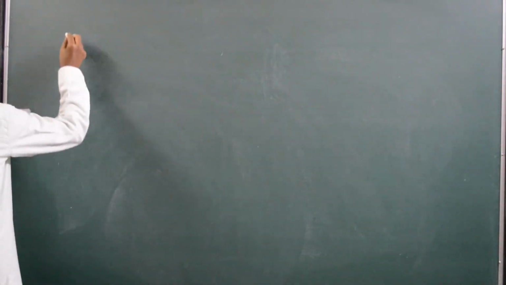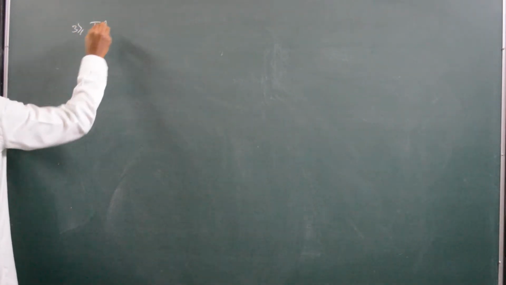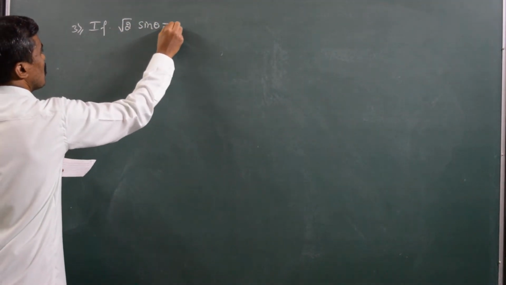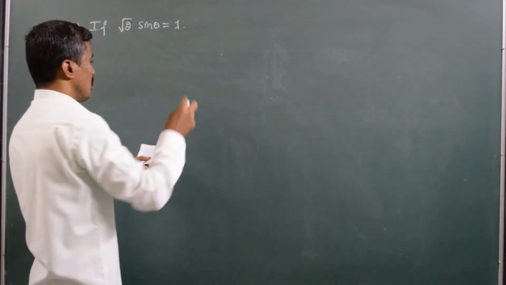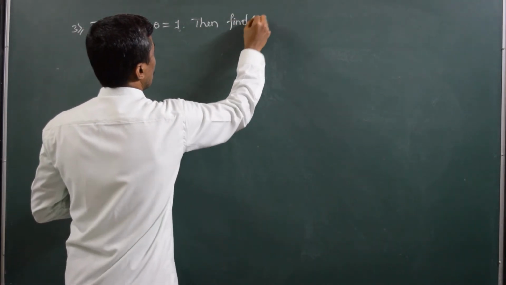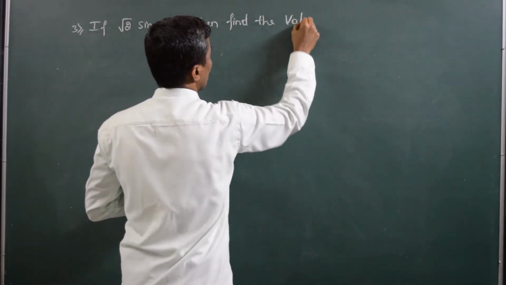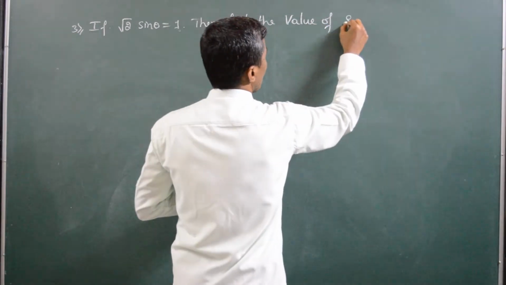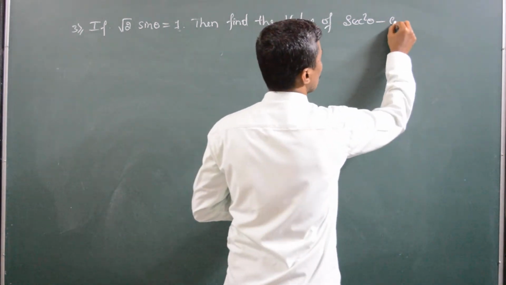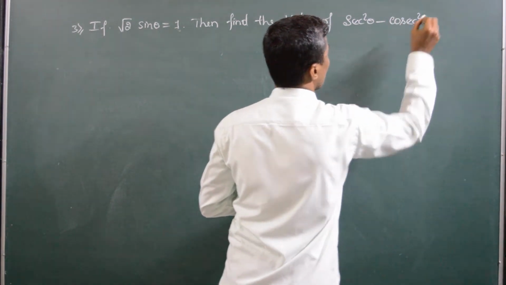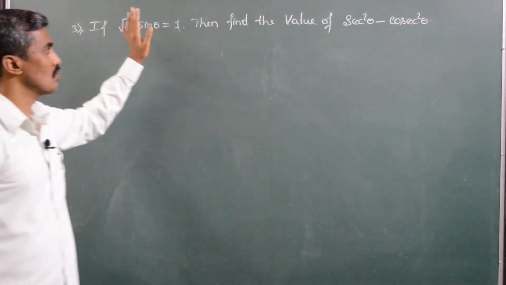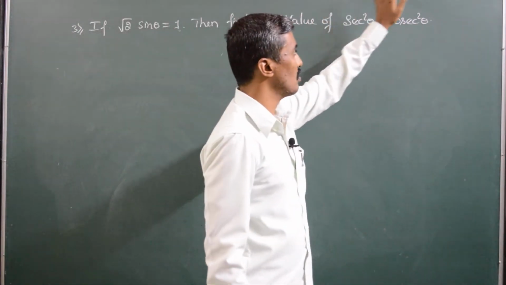Third problem is, if root 2 sin theta is equal to 1, then find the value of secant square theta minus cosecant square theta. The root 2 sin theta value is given, it is 1. So by using this we have to find the value of secant square theta minus cosecant square theta.